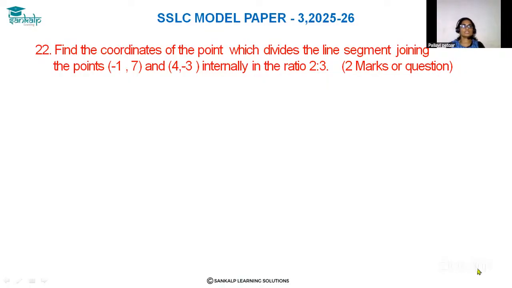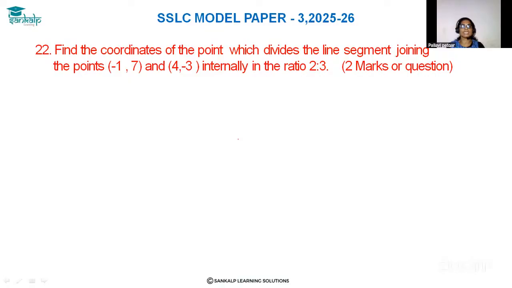Hello everyone. Look at the question number 22. Find the coordinates of the point which divides the line segment joining the points minus 1, 7 and 4, minus 3 internally in the ratio 2 and 3. Okay, 2 ratio 3.